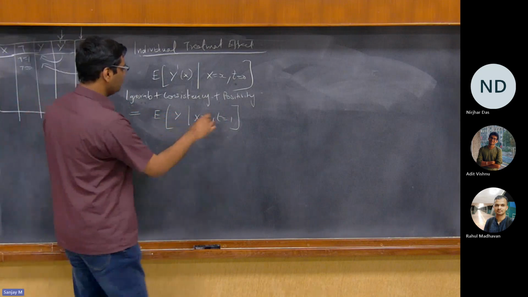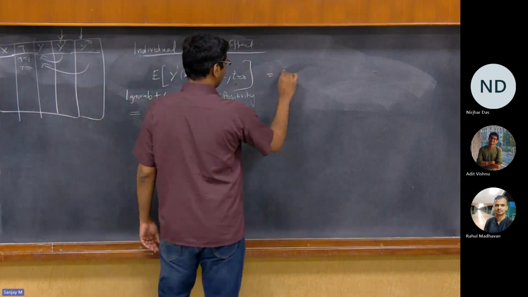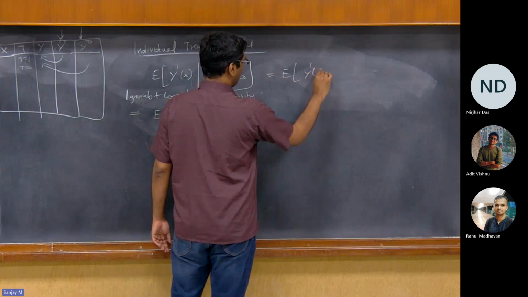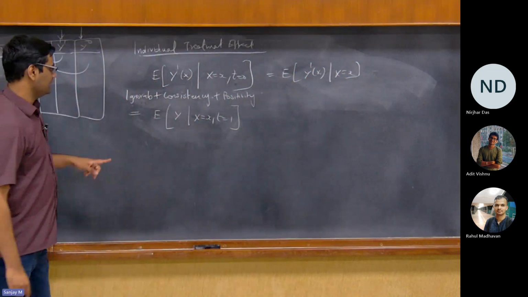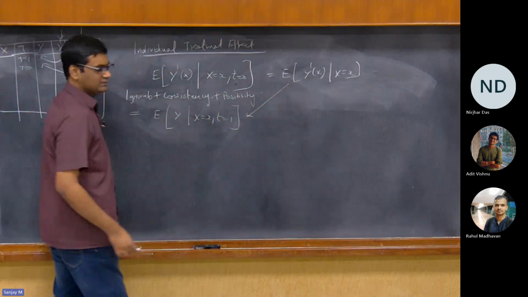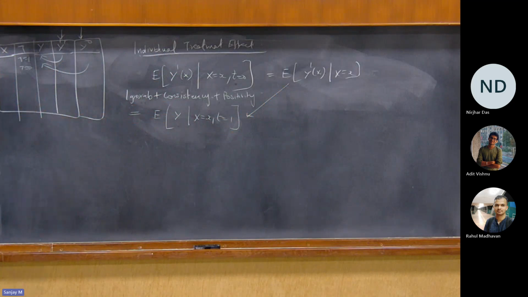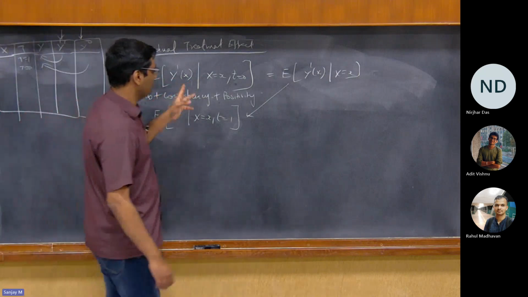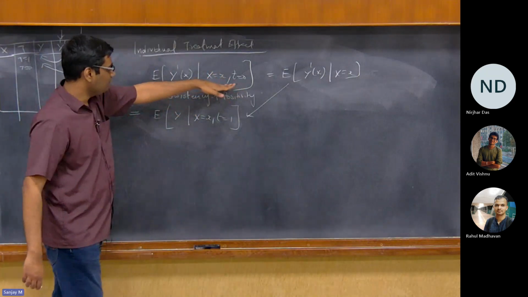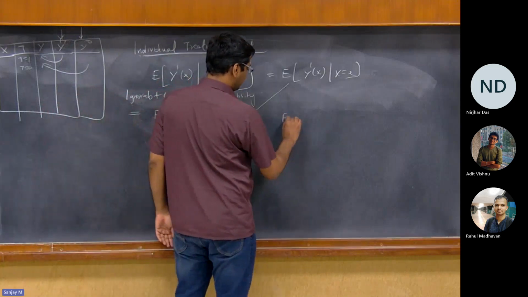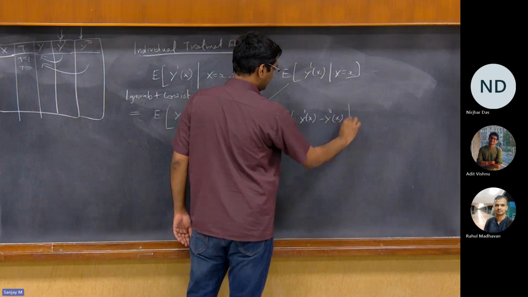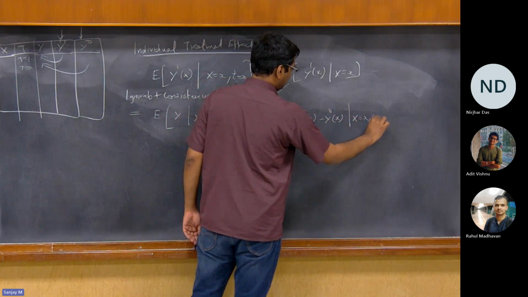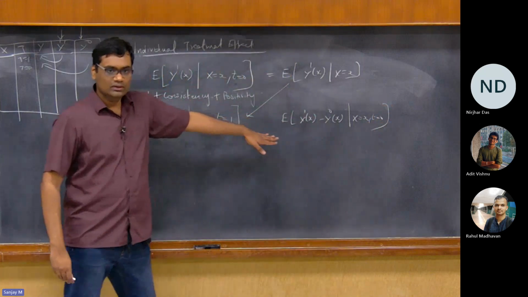This is what we should get, because we already know that this is equal to the expected value of Y1 of X, conditioned on X equal to X. And due to previous lectures, we connected these two. We just said it's a regression process, right? So in order to get the treatment effect for the people who have not been treated, what should you do? You have to take the expected value of Y1 of X minus Y0 of X, conditioned on X equal to X, comma T equal to 0. This is what you need actually, right?